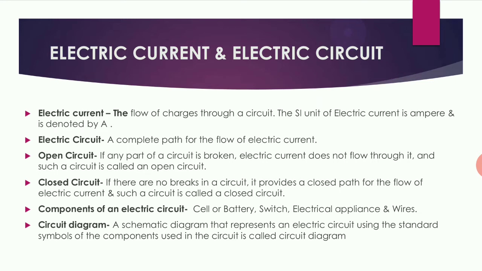What are electric current and electric circuits? Electric current, the flow of charge through a circuit. Whenever a charge flows through a circuit, we say that electric current is flowing. So, electric current is nothing but flow of charges. SI unit of electric current is ampere.